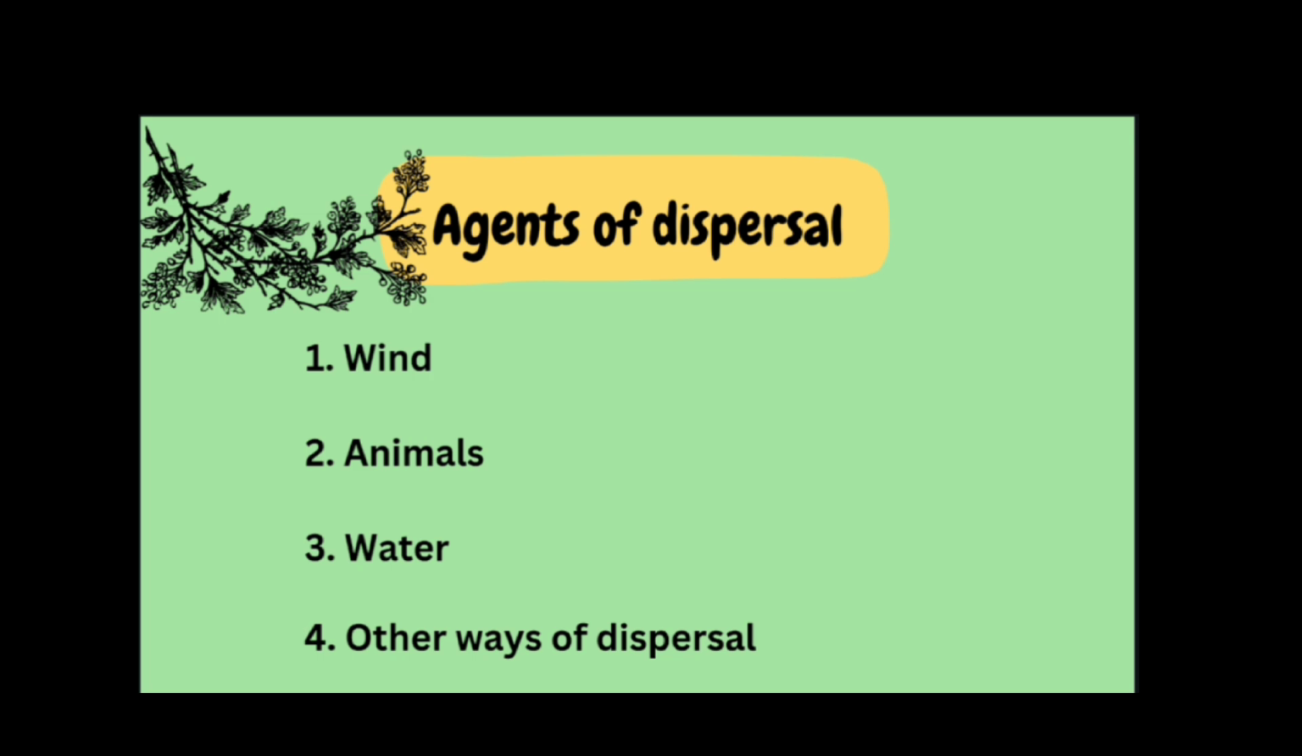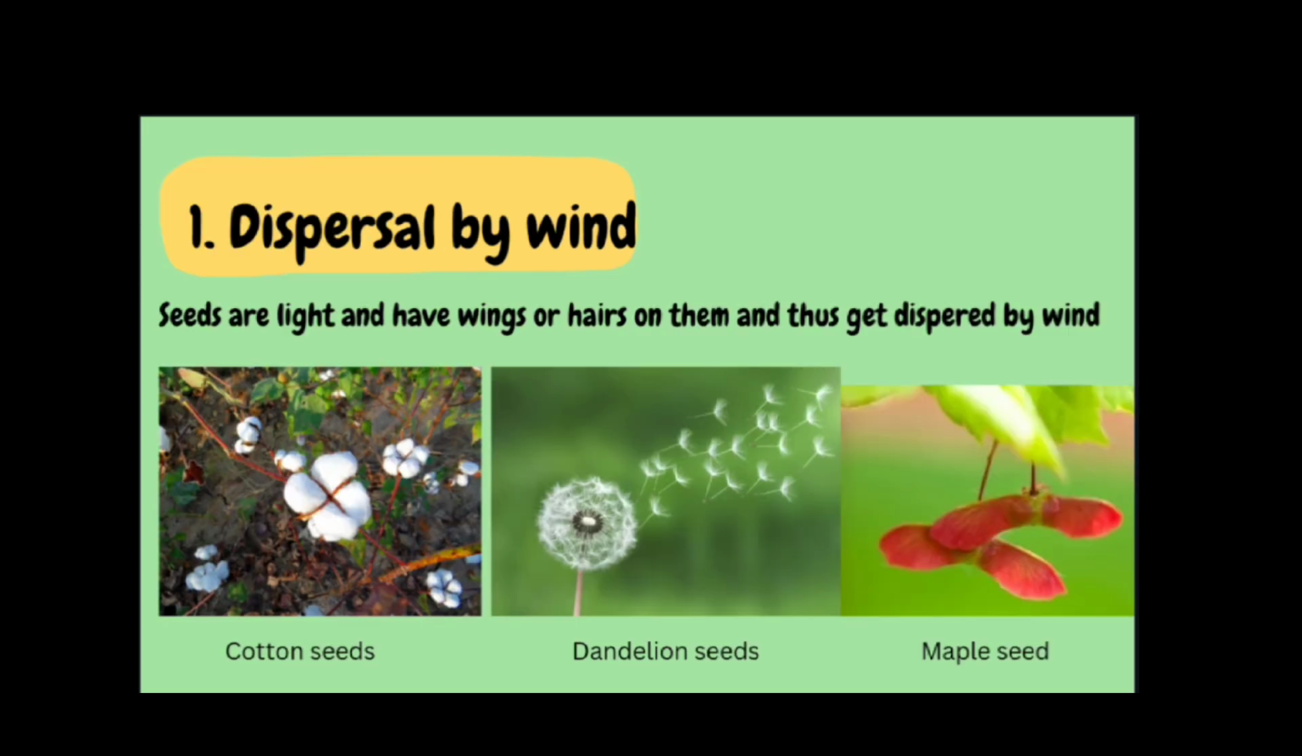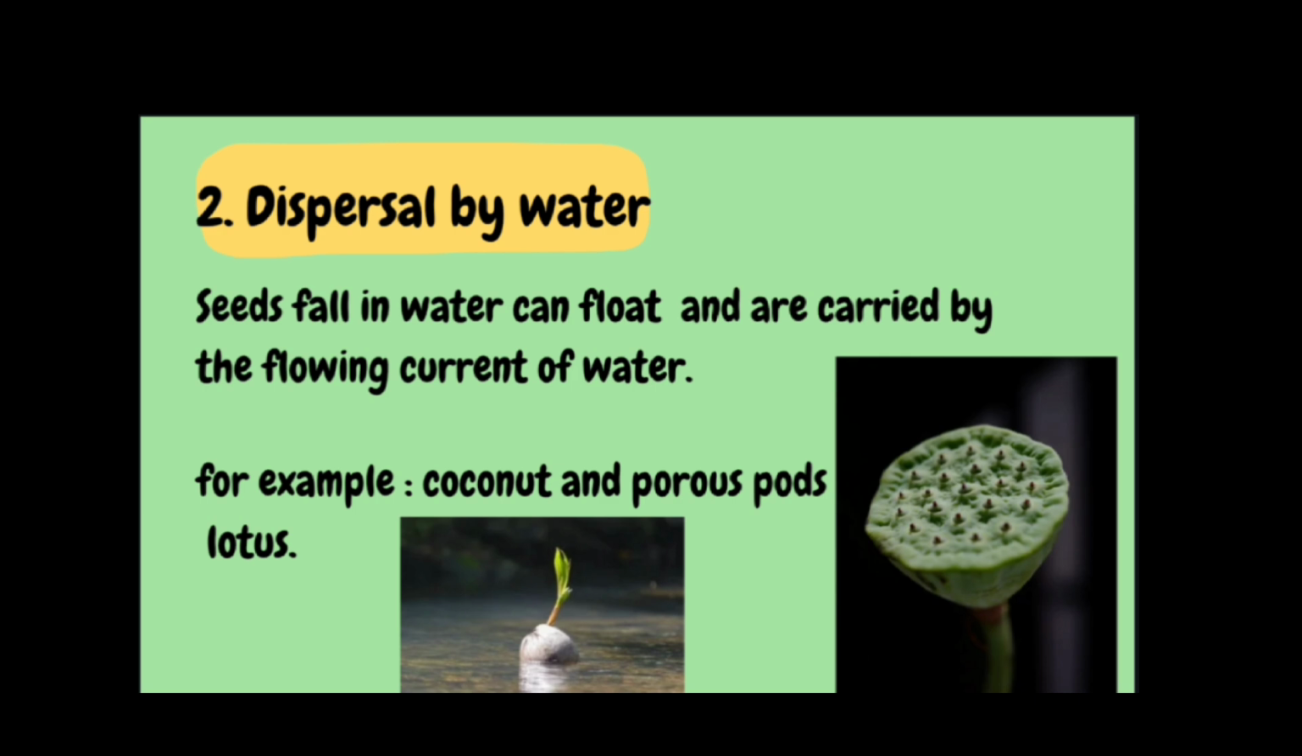Dispersal of seeds occurs with the help of various agents like wind, animals, water, and there are other ways also. Dispersal by wind. Seeds which are light and have wings or hairs on them get dispersed by wind. For example, maple seeds, cotton seeds, dandelion seeds. Dispersal by water. Seeds that fall in water can float and are carried by the flowing current of water. For example, coconut and porous pod of lotus.